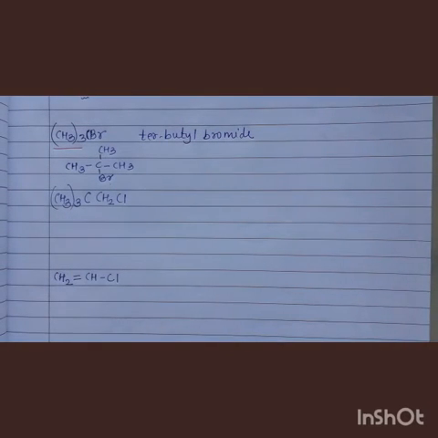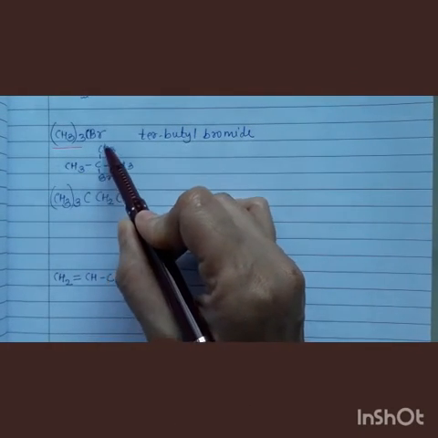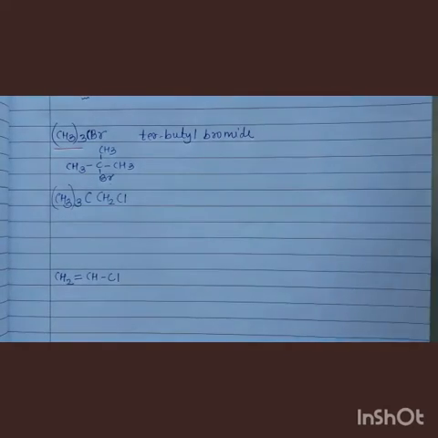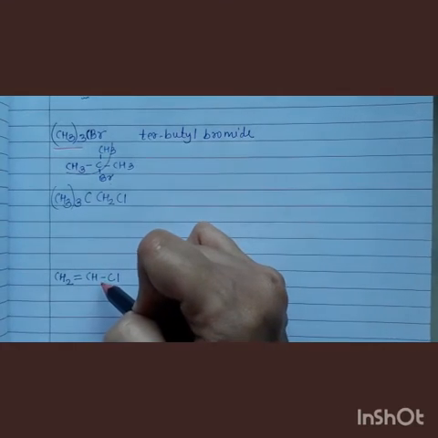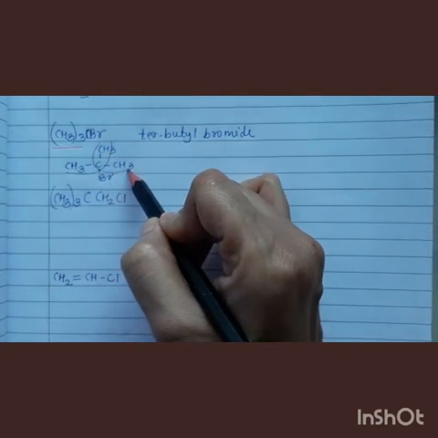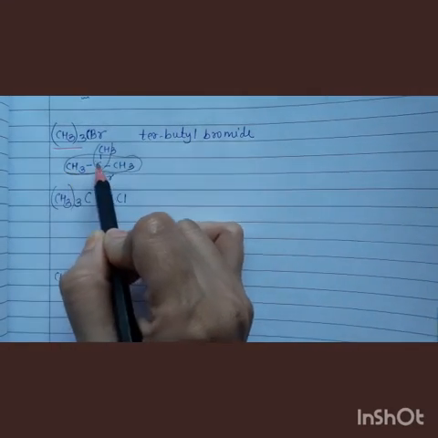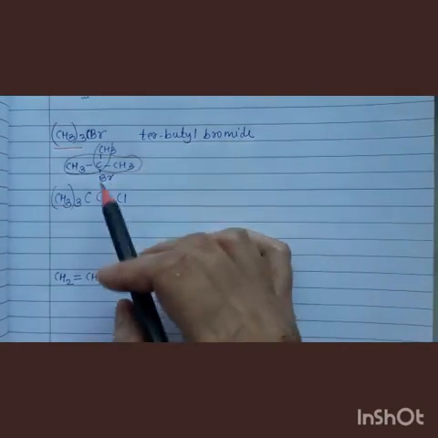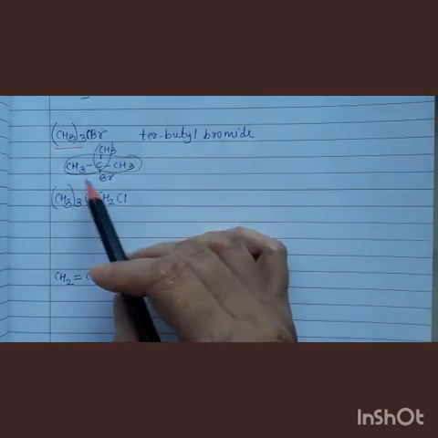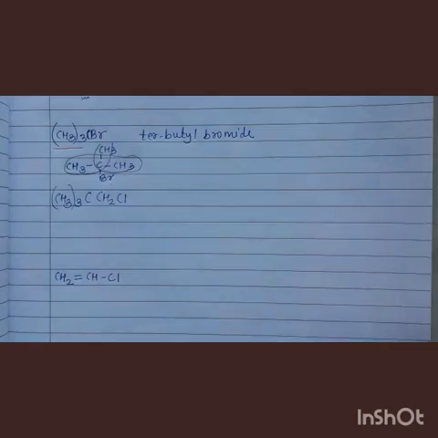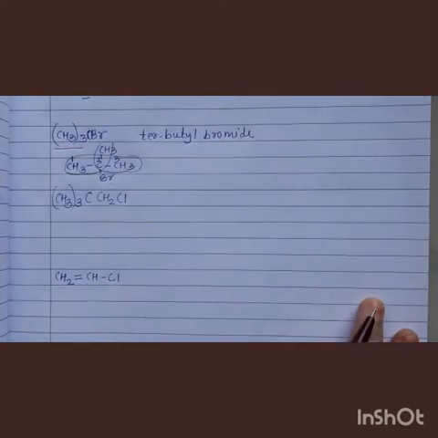Now here numbering is necessary. We have to find out the longest carbon chain first. Suppose in this way we see 1, 2, 3. This chain we consider. If we consider this chain, how many carbon atoms are there? 1, 2, 3 carbon atoms. If we consider this carbon chain, then also 1, 2, 3 carbon atoms are there. And if we consider this carbon chain, then also 1, 2, 3. In every way, bromine will get the second position. So we can give numbering in any way. Let us give numbers in this way: 1, 2 and 3.